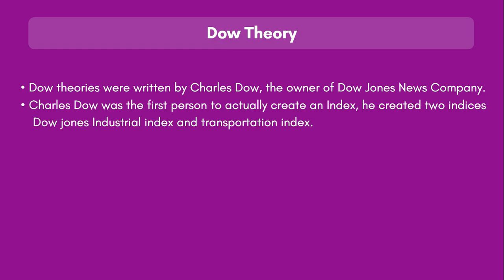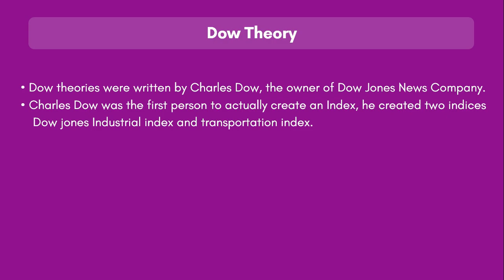Charles Dow was the owner of Dow Jones Company. Charles Dow was also the first person to create index. Charles Dow wrote a lot of theories called as Dow Theory, and Charles Dow was the first person to actually create an index. Now we have spoke about index in our previous classes. We spoke about indices like Nifty, Sensex and Bank Nifty. Charles Dow was the first person to actually create an index. Not only one, he created two indices, namely Industrial Index and Transportational Index. And these indices were created more than 100 years ago.